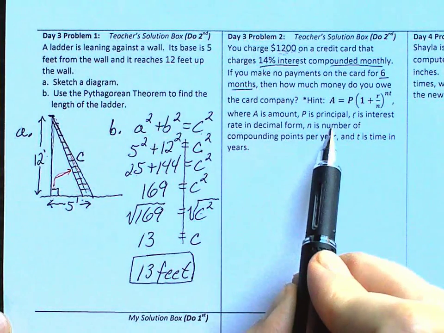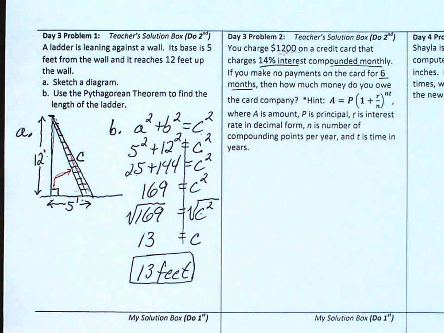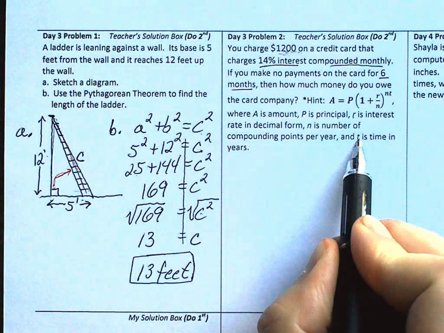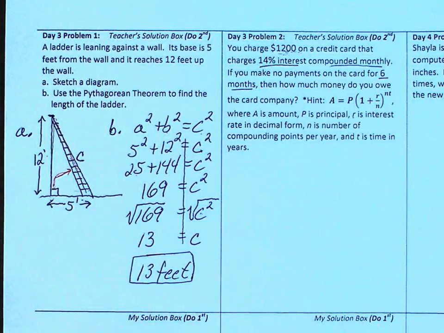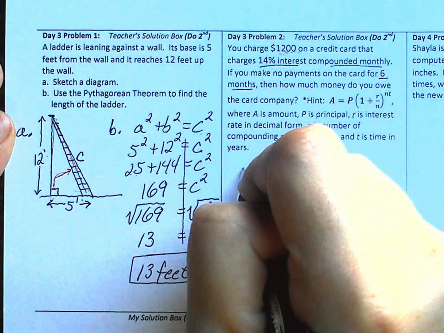The letter N is the number of compounding points per year, or another way to say that is the number of times per year that the interest is compounded. It means the number of times per year that the credit card company is going to calculate the additional interest you owe them because you borrowed from them. And the letter T is representing time in years. Okay? So let's start by copying that math formula down.